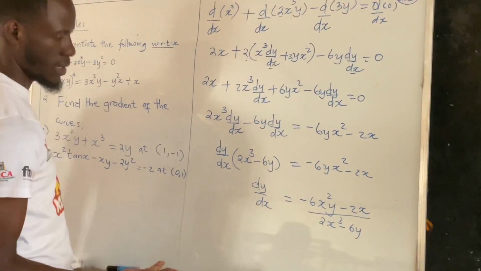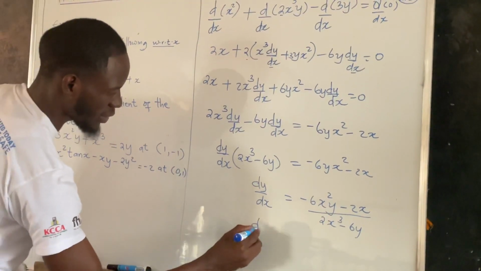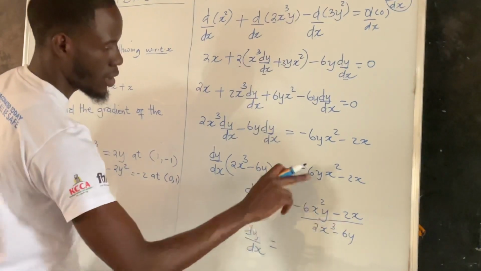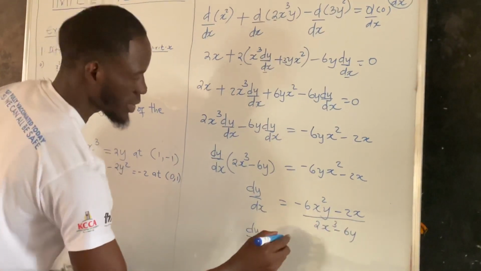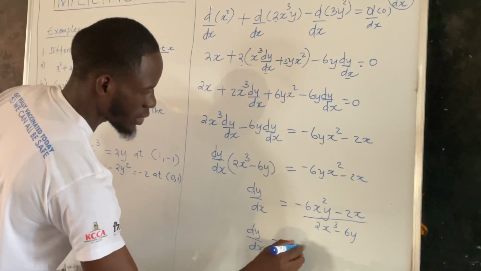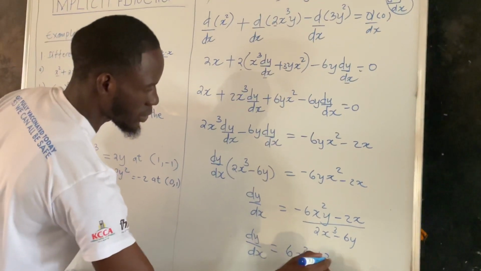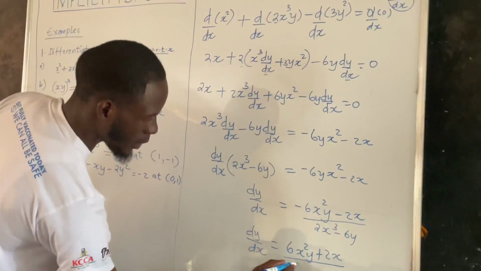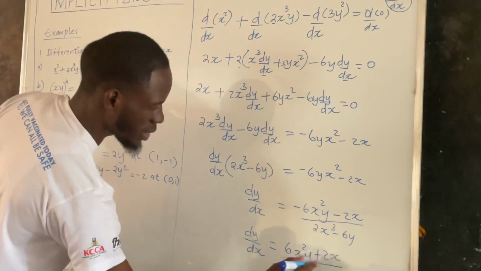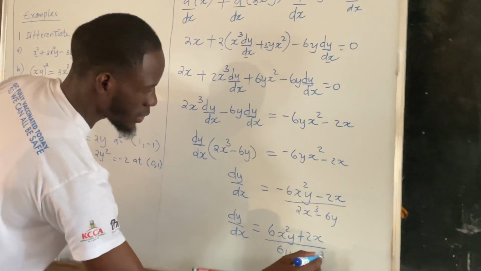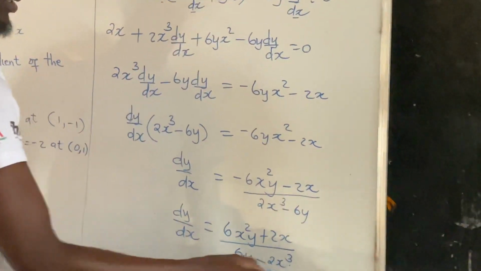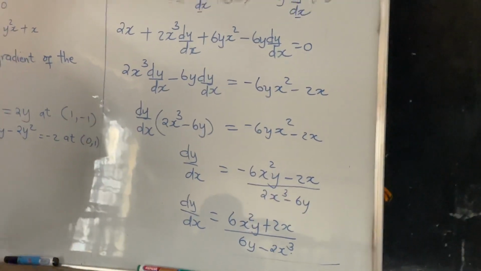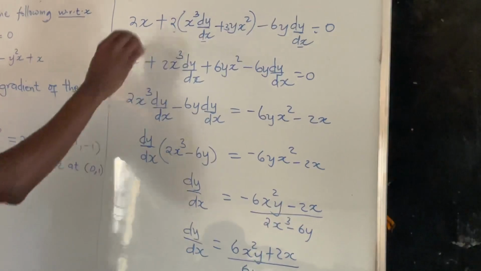So this is the answer, which you can also have as dy/dx being equal to, the negative is pushed down, it affects this one such that we have 6x squared y plus 2x. The whole of this is divided by, now this becomes a positive 6y, and now this becomes a negative 2x cubed. So this is what we have for this part A. You can feel free to pause and go through the work.